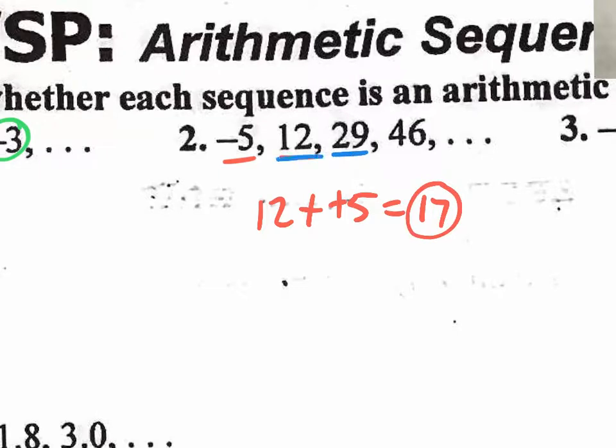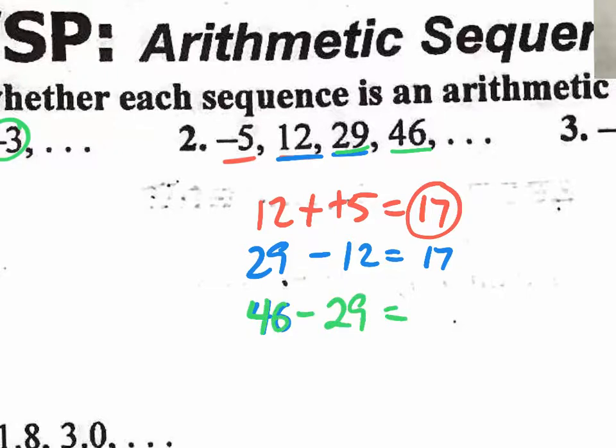So far, that's our common difference. Then let's go for 29 and 12. If I go 29, take away 12, do I also get 17? Yes. Okay, and finally, 46. Let me go with a different color here. 46, take away 29. Do we get 17 also? Yes. So all three are common. The common difference is 17. D equals 17.